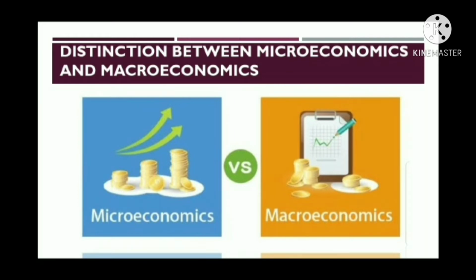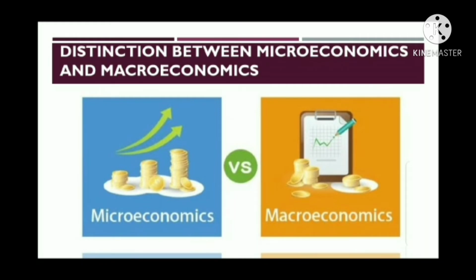Examples of microeconomics are individual income, individual saving, price determination of a commodity, individual firms' output, consumers' equilibrium. Examples of macroeconomics are national income, national savings, general price level, aggregate demand, aggregate supply, poverty, unemployment, etc.